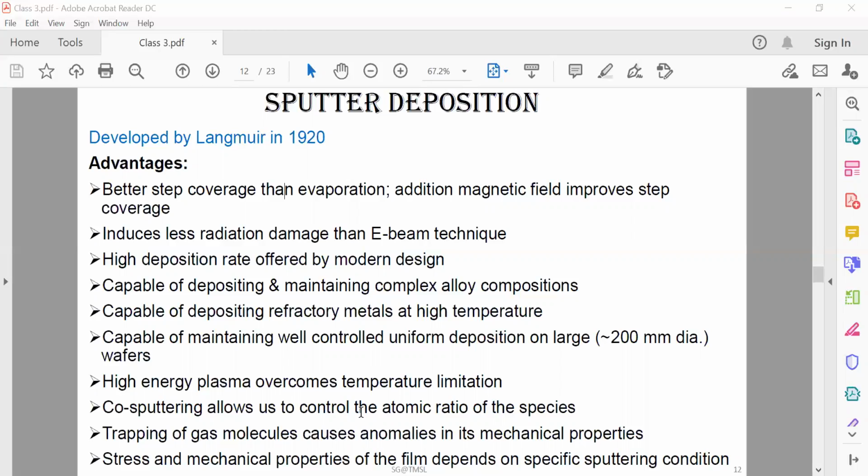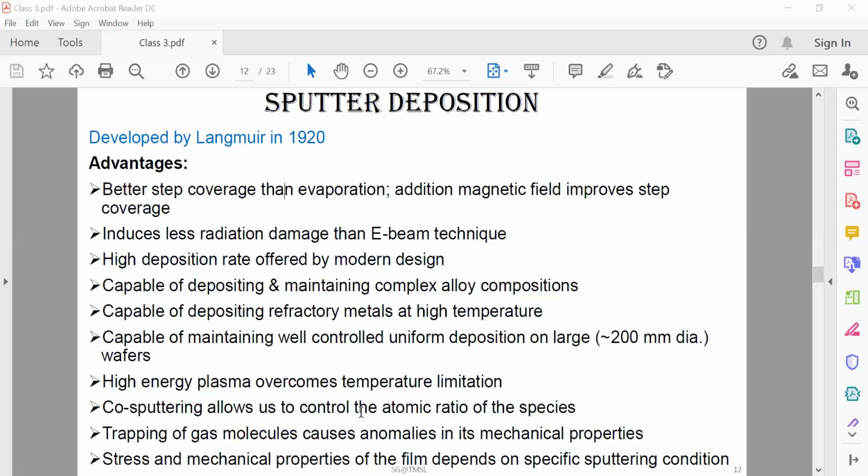So trapping of gas molecules causes anomalies in mechanical properties. These two points are actually disadvantages of the sputtering technique. One is the trapping of gas molecules, because in sputtering you are using some ions, normally argon ions. So in the film, maybe some argon ions will be trapped. Because of the trapping of the argon ions, the property of the film may change a little bit. Mechanical property also may change.